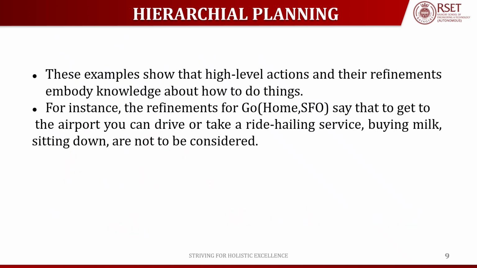So the above examples show that high-level actions and their refinements embody knowledge about how to do things. For instance, the refinements from Go(Home, SFO) say that to get to the airport, you can drive or take a ride-hailing service. Buying milk or sitting down are not a concern. So HLAs can be refined recursively. A refinement may contain two things, that is primitive actions and HLAs. So this forms a tree-like decomposition structure.